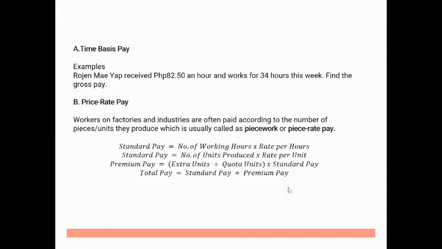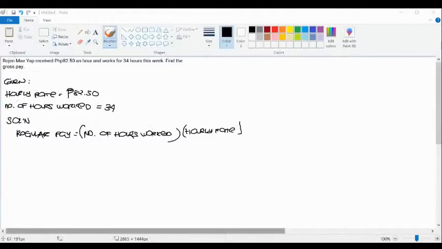Next, we have time basis pay. Most of the time, especially in office-related works, employees' earning is based on time work. The compensation is usually stated as a specific rate per hour, day, week, month, or year. So let's have an example to show how time basis is computed. Rojan Mayap receives 82 pesos and 50 cents an hour and works for 34 hours this week. Find the gross pay.